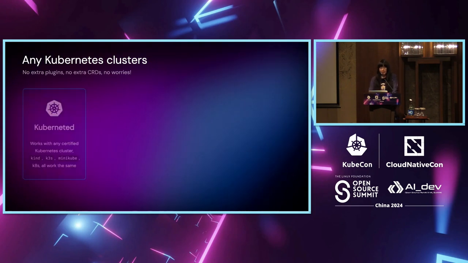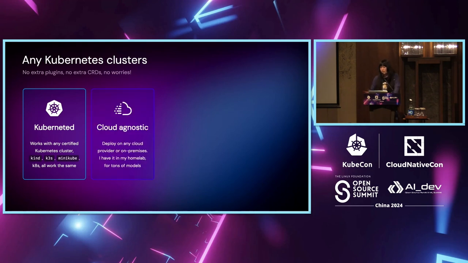Besides all of that, I made it for Kubernetes, which means the Ollama Operator works with any Kubernetes certified clusters. Kind, K3s, Minikube, everything is the same. It's cloud agnostic. Deploy on any cloud provider or on-premises. I have it in my home lab, where I run three instances of models. It's IoT friendly too. I have tested it on a Raspberry Pi 4B. It's working.